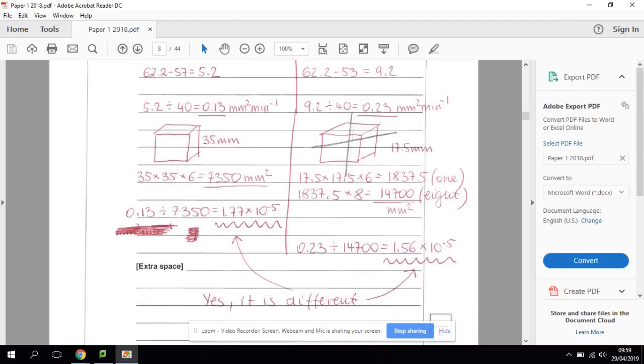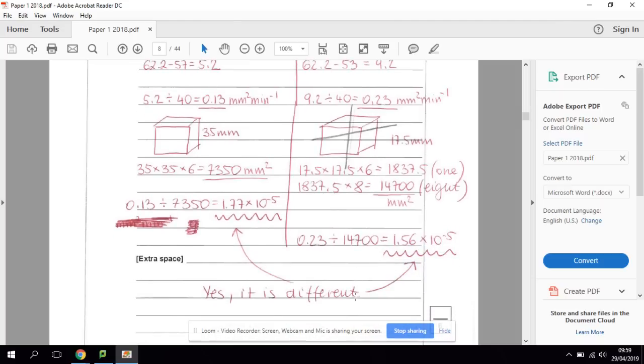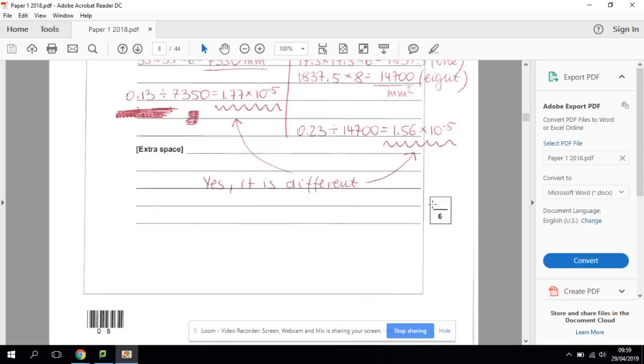So what do we then need to do? We're looking at the final answer. So the rate that I worked out divided by the surface of the cube. So 1.77 times 10 to the minus 5 is for the large cube, and 1.56 times 10 to the minus 5 is the rate for the one small cube. So yes, there is a difference.